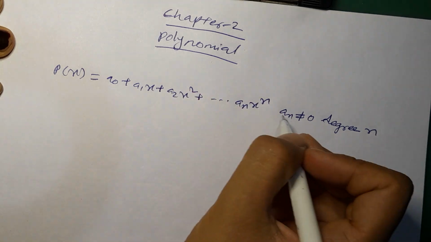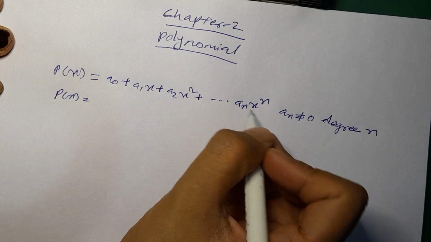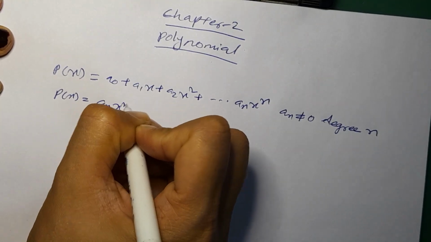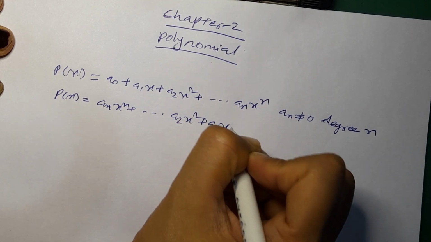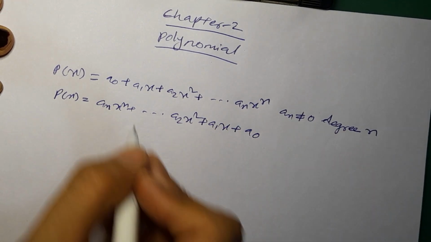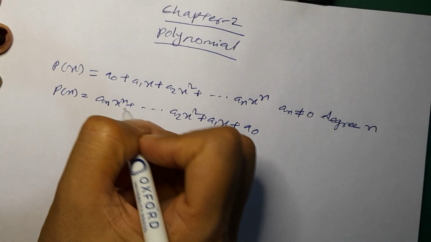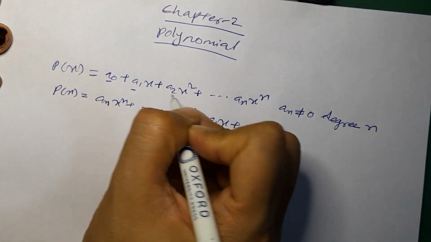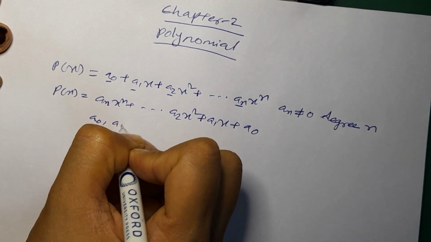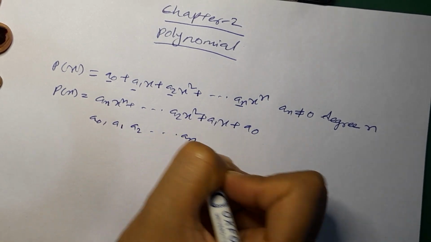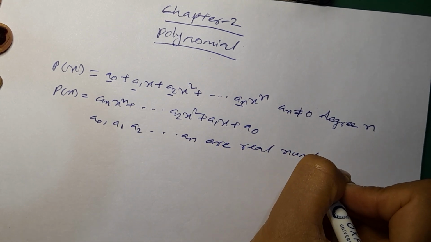It can also be written as p of x equal to, with the highest power at the front, that is an xn plus a2 x2 plus a1x plus a0. It can be written in this form also. Now what are a0, a1, a2, an? These are real numbers. So a0, a1, a2 dot dot an are real numbers. All these are real numbers.